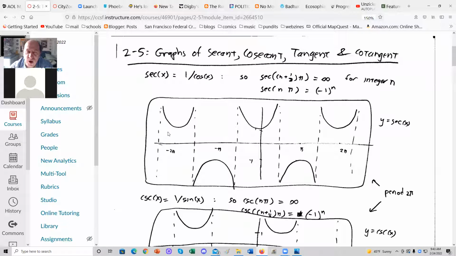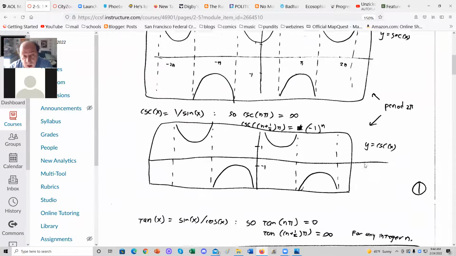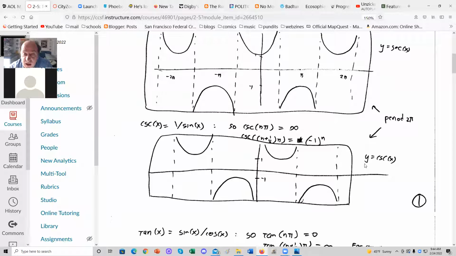One way I do it is you draw the cosine graph like this, and everywhere where it goes through 0, you put infinities, and everywhere where cosine is plus or minus 1, so is secant. So it kind of wobbles to plus or minus 1, but through infinity rather than through 0, like that. It's a bunch of U, upside down U, upside down U, with of course a period of 2 pi, like cosine. Cosecant is 1 over sine.